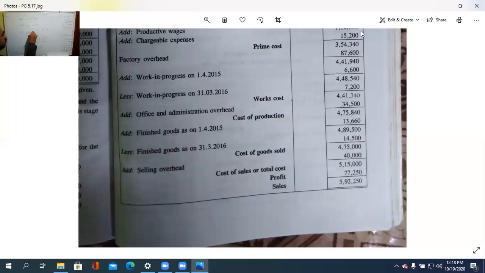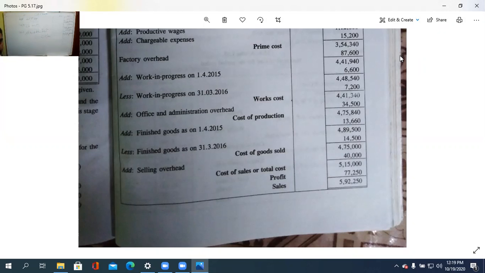Add office and administration overheads. How much is the total? It is 34,500. So it is cost of production we are getting, COP or office cost. So cost of production or office cost, it is 475,840.